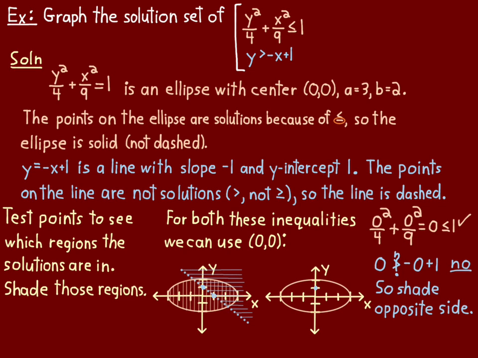So I drew it on a separate graph so it's less messy, so it's easy to see what's going on. So that's the region that's the solution set. Okay. The ellipse is a solid curve, and the line is a dotted line, and everything in between those two on this side of the line is a solution, including that part of the boundary of the ellipse.